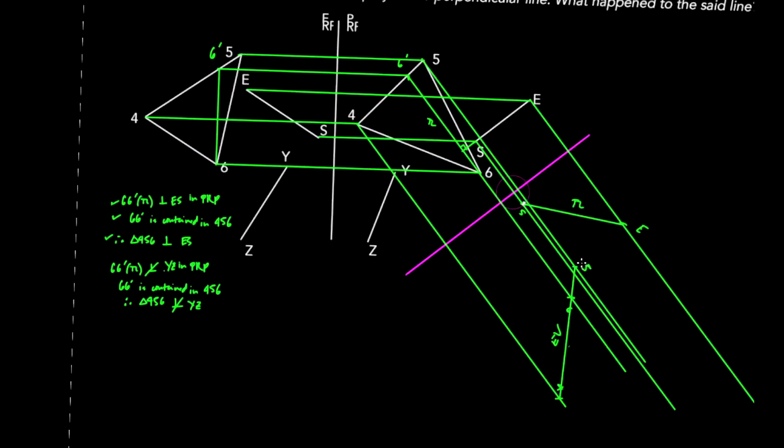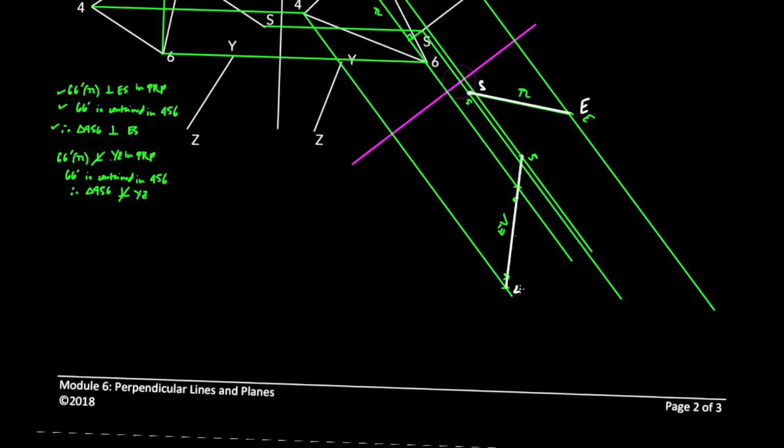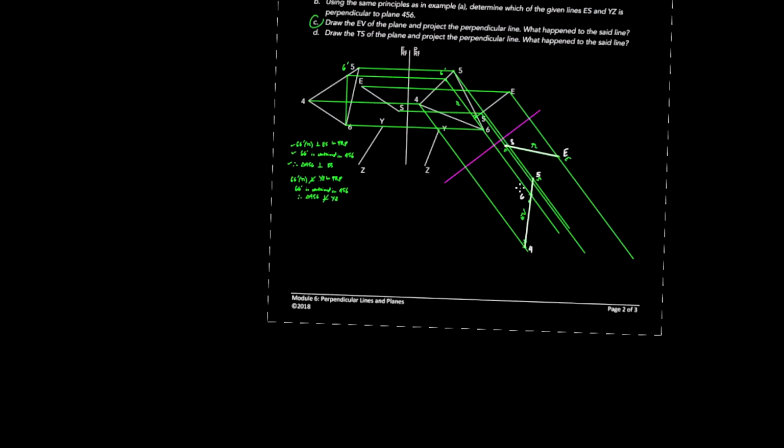Masyadong manipis. And to 456. This is E, 4, 5, no, sorry. This is 6. Ito yung 5. Okay? So, yan yung final answer ko.